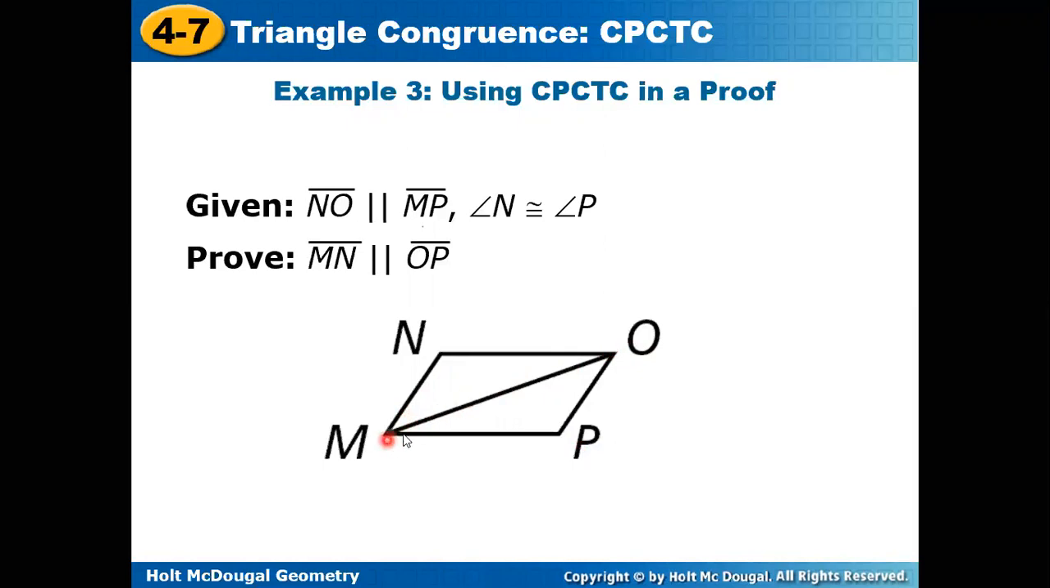Is there any side? Yes, we have the side MO is congruent to itself by reflexive property of congruency. So we have here two triangles are congruent, and by using CPCTC, we can conclude that this side is congruent to this side, and this angle is congruent to this angle. So we can say that MN is parallel to OP. Or we can conclude that this figure is a parallelogram, so the two sides are also congruent. So they are parallel like the required.